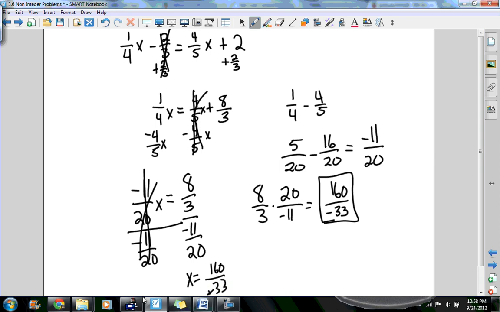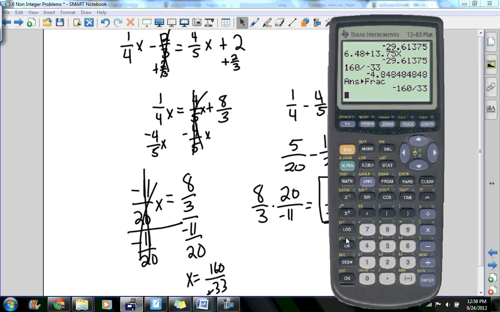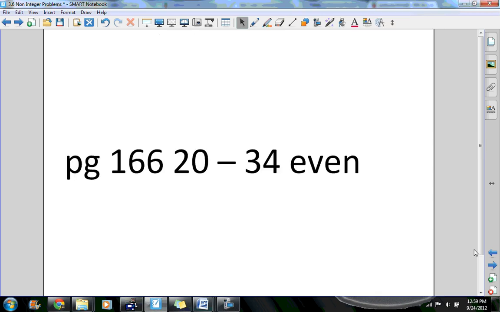There we go. And to check my answer, I take this and I store for x. So I go 1 divided by 4, x minus 2 divided by 3. I get that. And on the other side, I get 4 divided by 5, x plus 2. And they match up. So that is the right answer.